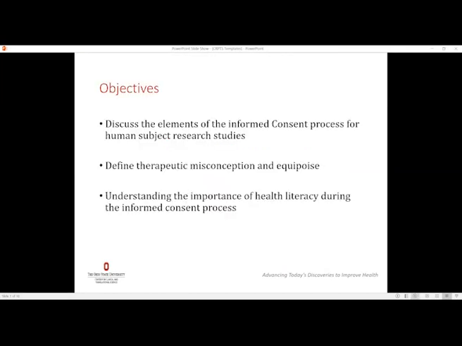Some of the objectives for today's talk are to discuss the elements of the informed consent process for human subject research. We're going to discuss the concepts of therapeutic misconception and equipoise. When I learned that word, equipoise, for some reason it's just a word I like. And then understand the importance of health literacy during the informed consent process.